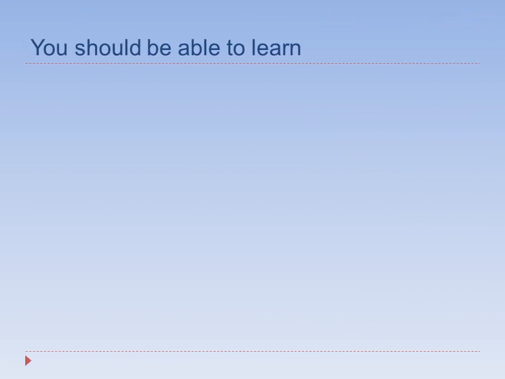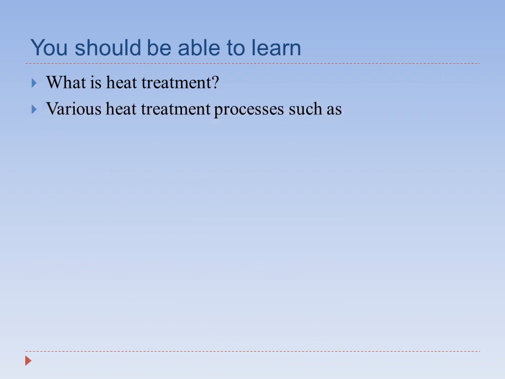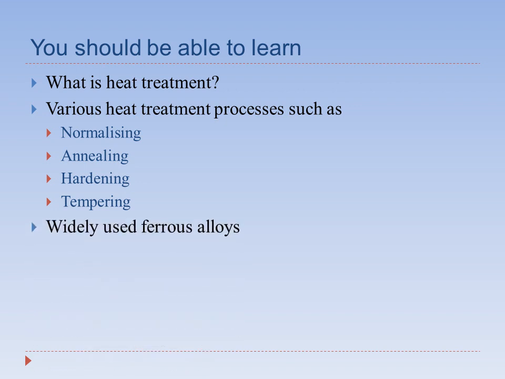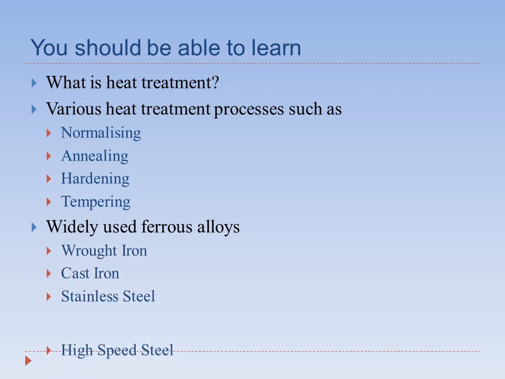Friends, after completing this lecture, you should be able to learn what the heat treatment process is, and what the different heat treatment processes used in mechanical engineering are. The processes included are normalizing, annealing, hardening and tempering. Then, after completing this lecture, you should also be able to explain widely used ferrous alloys like wrought iron, cast iron, stainless steel, and high speed steel.